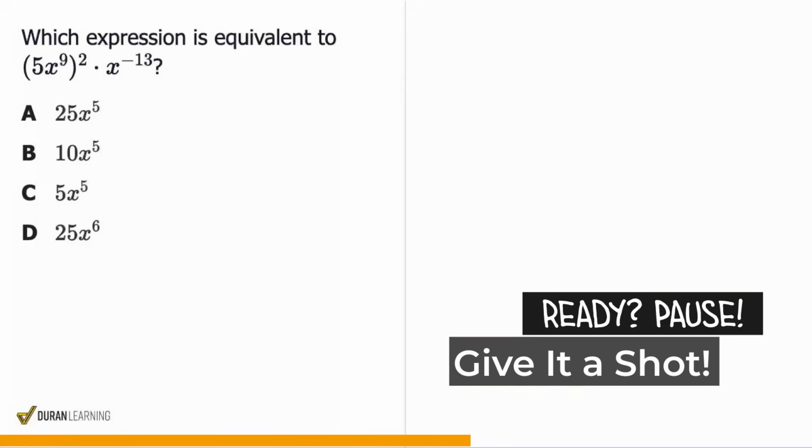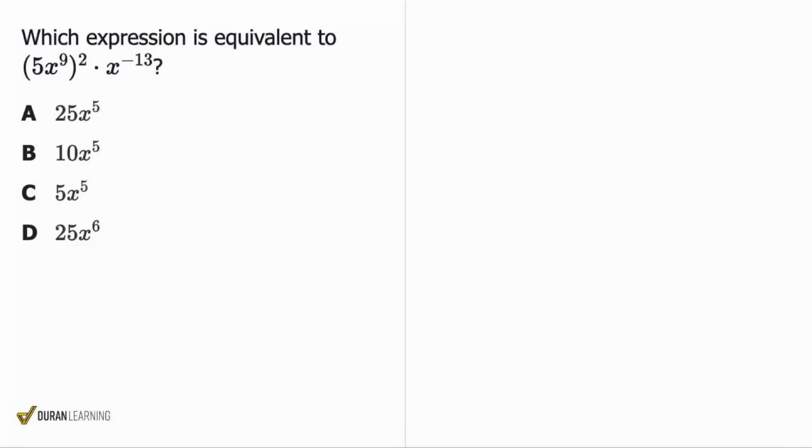Which expression is equivalent to 5x to the power of 9, all grouped, squared, multiplied by x to the power of negative 13? Okay, that's a lot, right? This may be a little intimidating, but what I'm going to say here, like I have been saying through any of these problems that you might have seen me solve, is that we just want to take it one law of exponents at a time. One law at a time until it becomes simple.